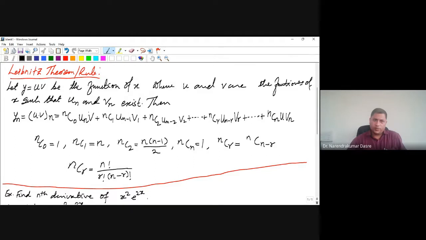Now, what happens in the next term? I know un exists, so obviously un minus 1 also exists, because only after calculating un minus 1 have I calculated un. Now we have v. In the second term we have to consider the first derivative of v. Then v1, again differentiating, we get v2. We know that these derivatives of u are all guaranteed.